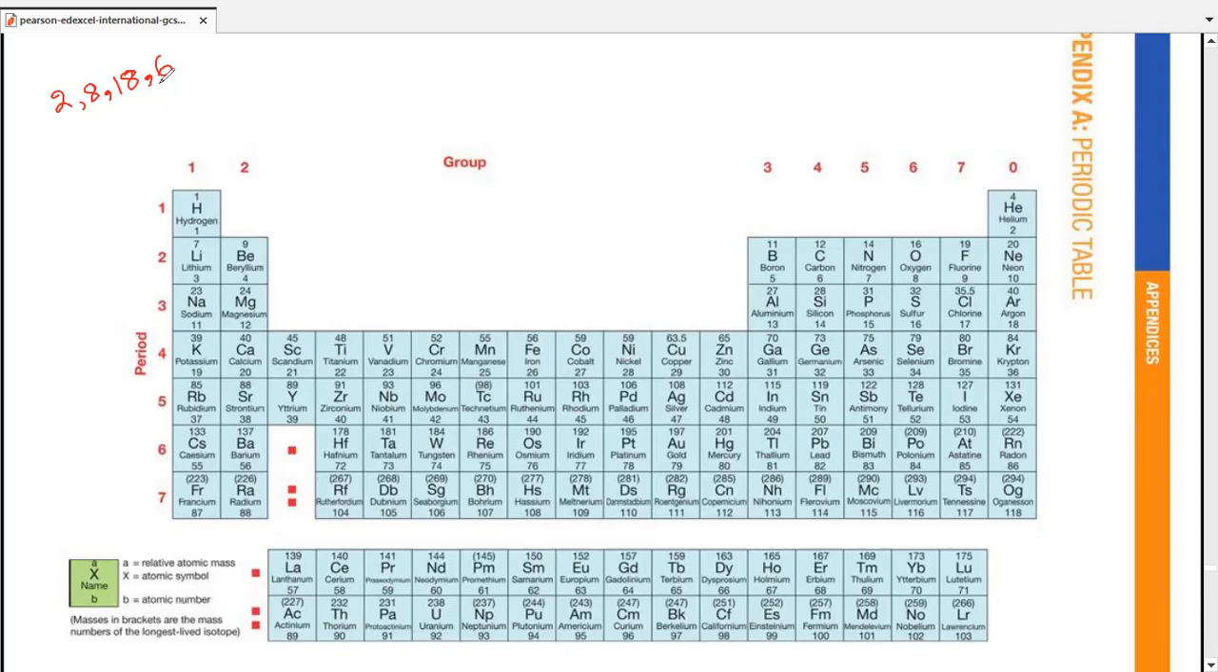That was period 6 and group 4. This time it's the opposite. It's period 4 and group 6. Oh, okay. We just did lead. Why would I give you different numbers for the same element? They can't be different.